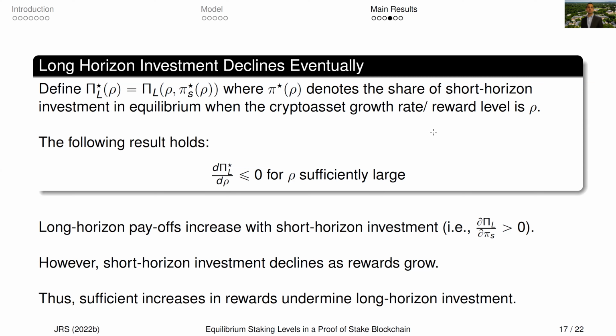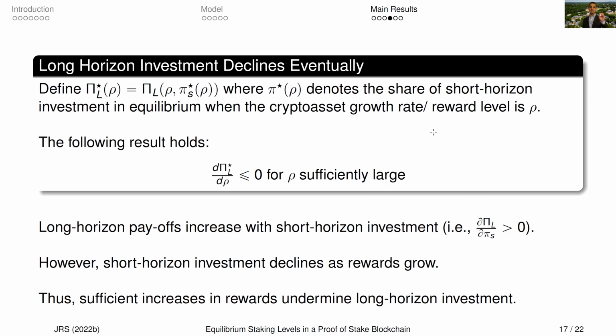And so what's a formal way of saying that? Well, take a look at that pi-L function I was showing you earlier. It has two arguments, rho, the reward rate, and pi-S, which is the share of short horizon investment. But the share of short horizon investment is itself an endogenous object. So it has to be derived on the basis of what the parameters are. For example, the most important one here is the reward rate. And so I can define this function pi star L that is essentially the equilibrium payoff for long horizon investors given a reward rate of rho.